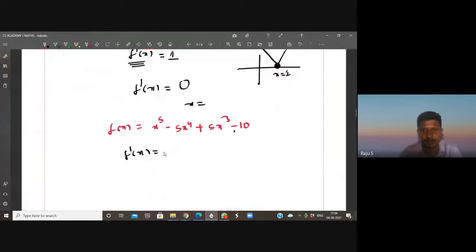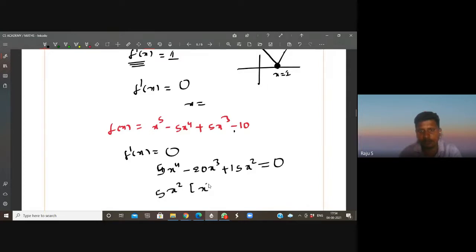Yes, find f dash of x and equate it to 0. For 5x power 4, the constant becomes 5x power 4 minus 20x cube plus 15x square is equal to 0. Now what is common here? x square is common, 5x square is common. So x square minus 4x plus 3 is equal to 0.